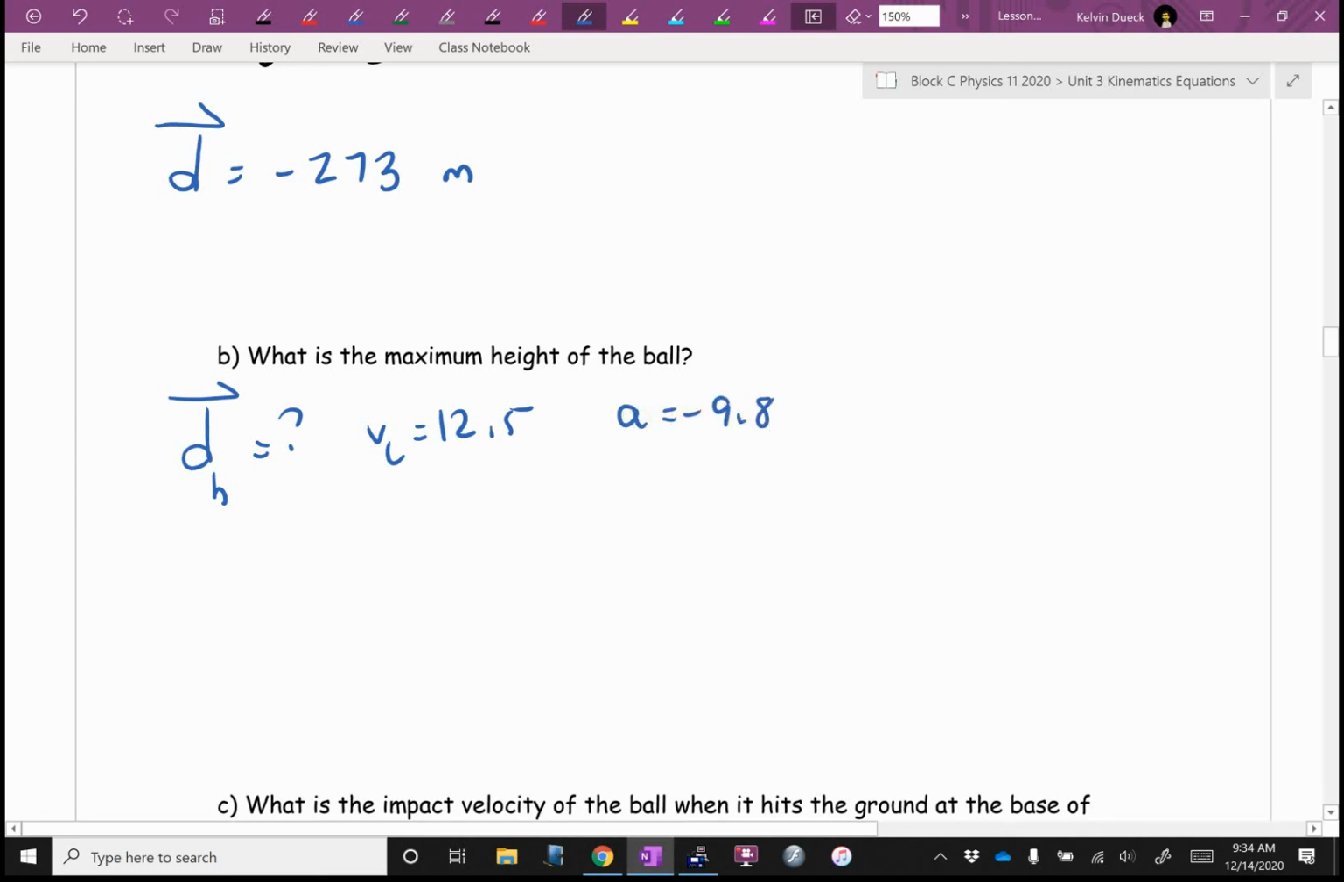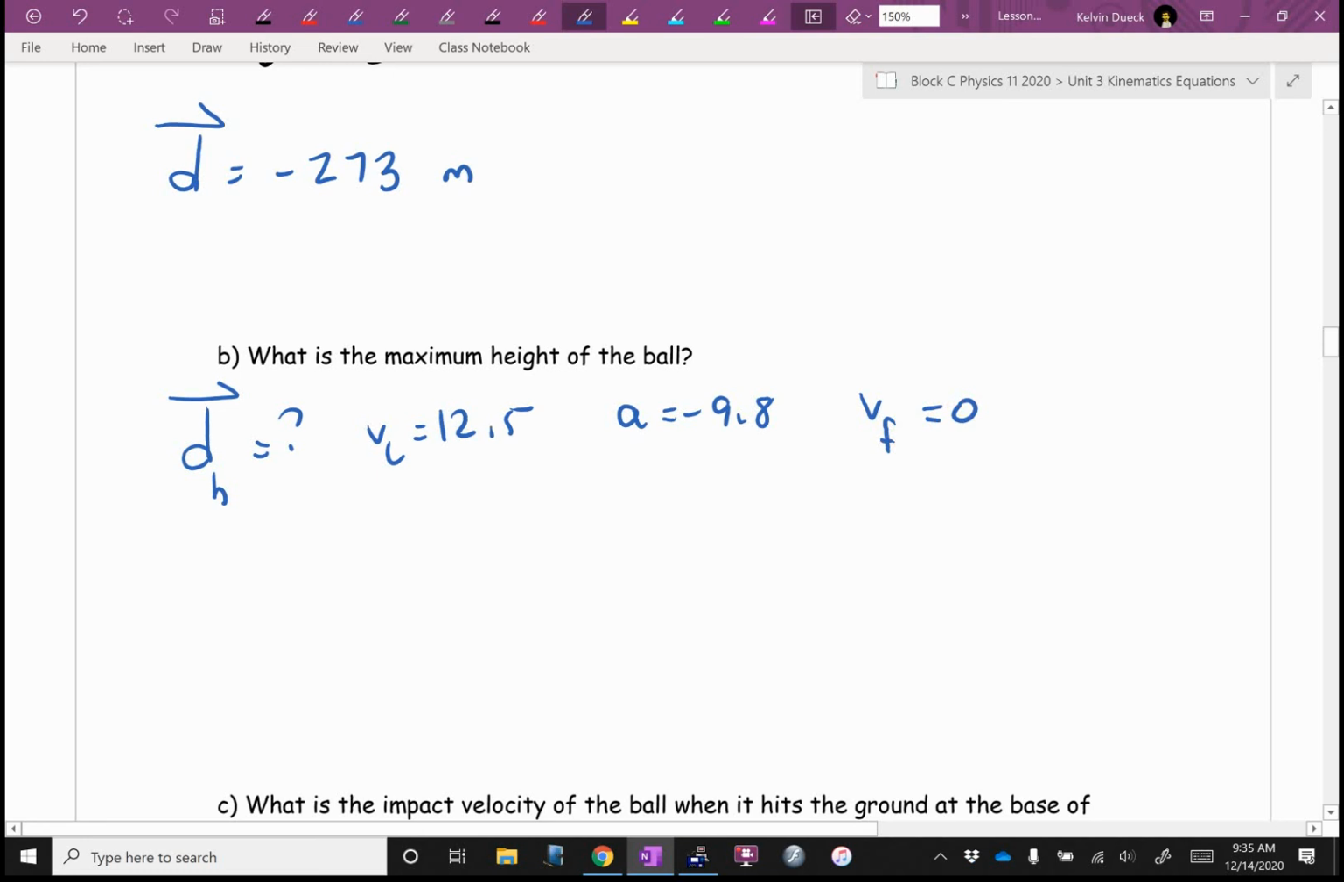Uh-oh. I only know two things. Yeah, Garrett. VI would not be the same as VF. VI would be the same as VF when we get back to the level of our throw. Oh, at the top for a split second, you're saying that VF is 0. I agree with that.